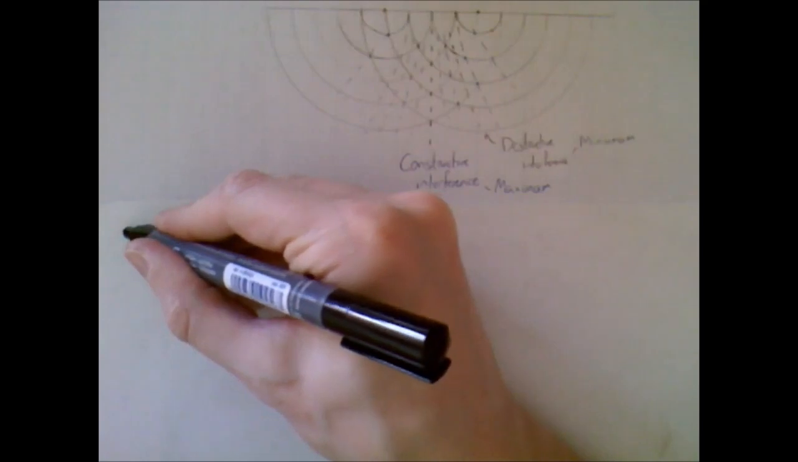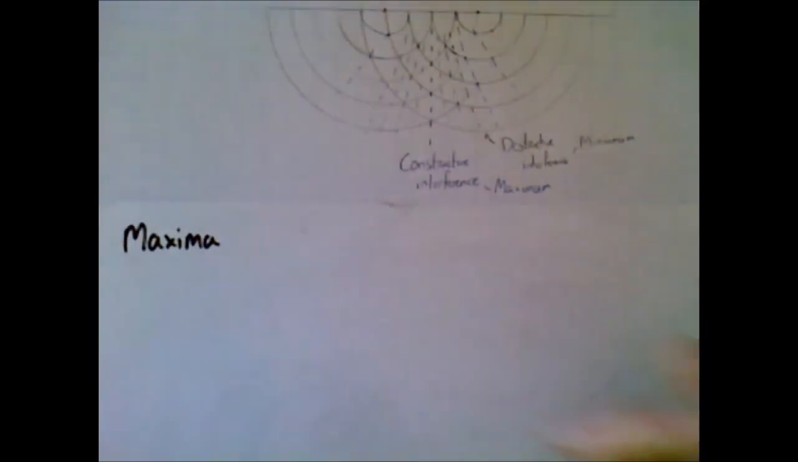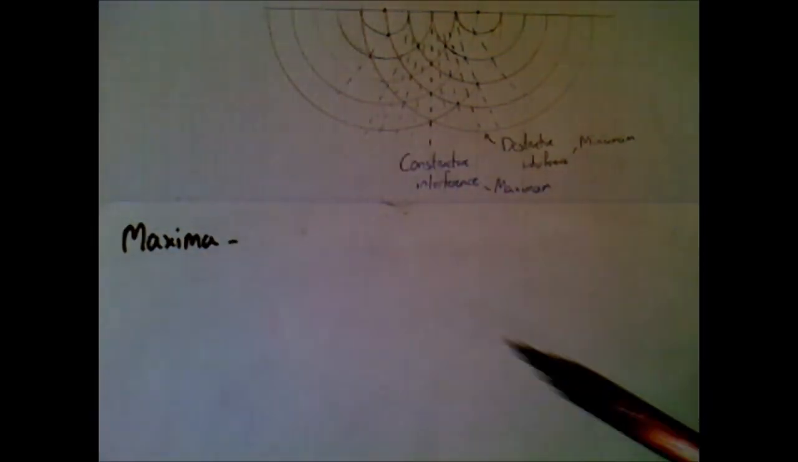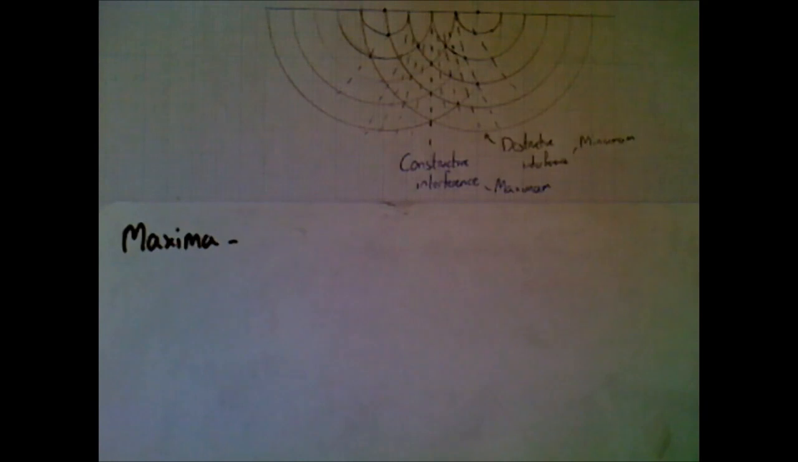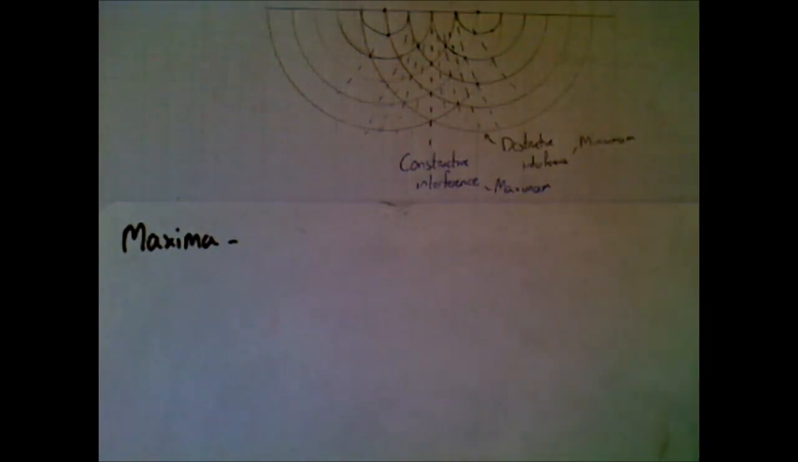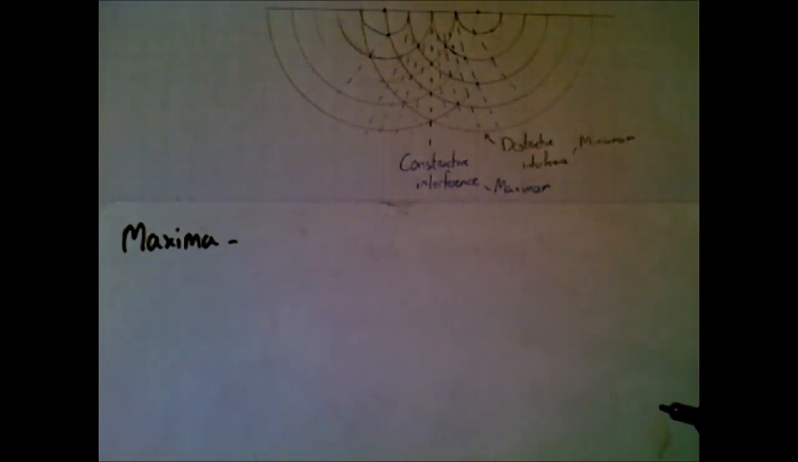So let's first of all think about where we get the maxima. Well, the maxima will occur, and that, by the way, is just the plural of maximum. The maxima occur when the path difference of the waves from these two different sources is an integer number of wavelengths.